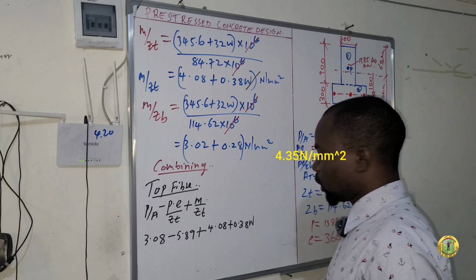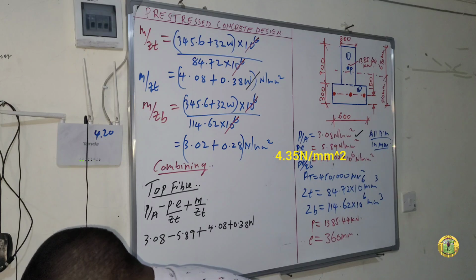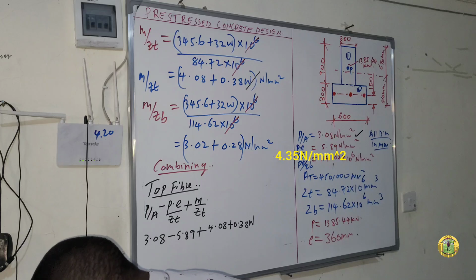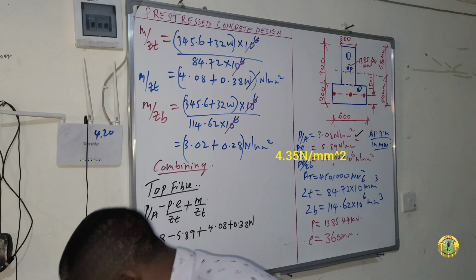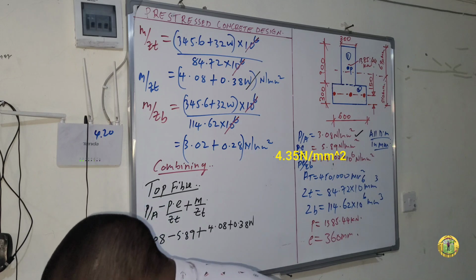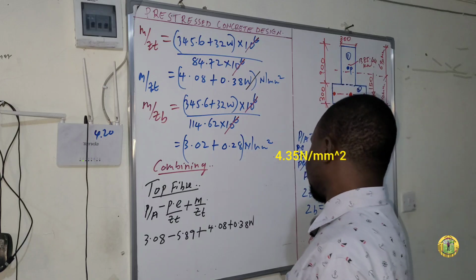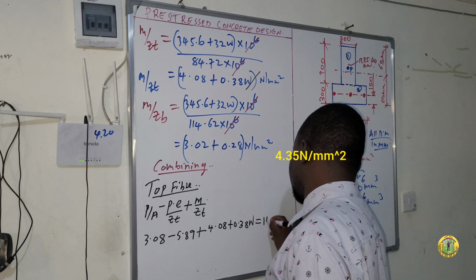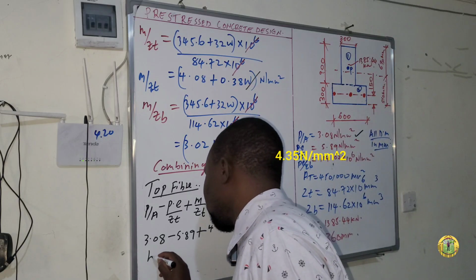So we have been told the limit of the compression force is 14 from the question. Let me read the statement for you. The statement says: determine the maximum uniformly distributed load on the beam if the maximum compressive stress in concrete is limited to 14. So the compression is always on the top side, so this one is equal to 14. And then we'll come to the bottom fiber.